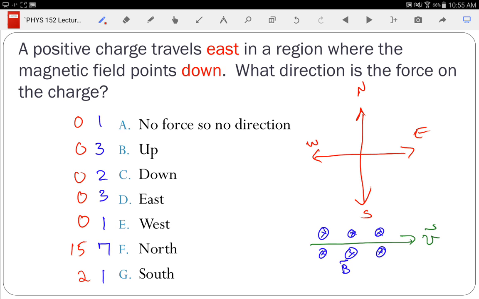Now I've got to keep my index finger pointing that direction, but I can rotate this way. Then I need to point my middle finger in the direction of B. That's the X's for the fletchings of the arrow, so it's pointing in. So I have to have it like this. My thumb points the direction of V cross B. My thumb was pointing north.